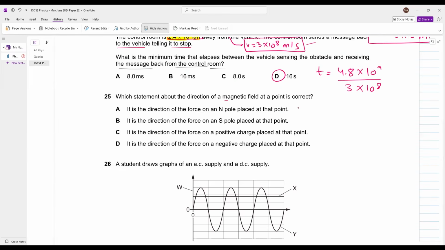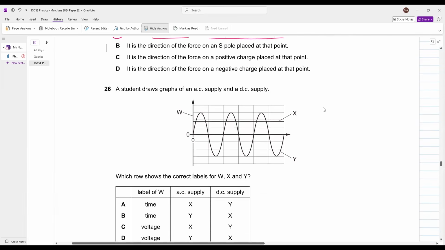Which statement about the direction of a magnetic field at a point is correct? Magnetic field is basically what? Direction of force on a north pole placed at that point. 25 का answer is A.